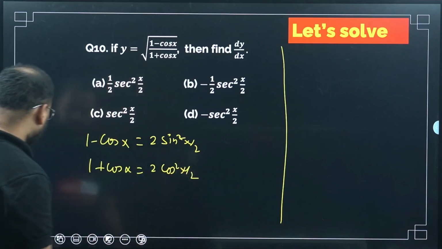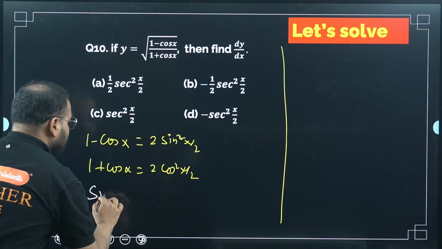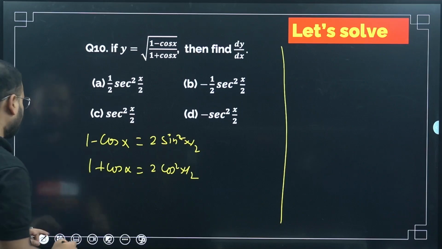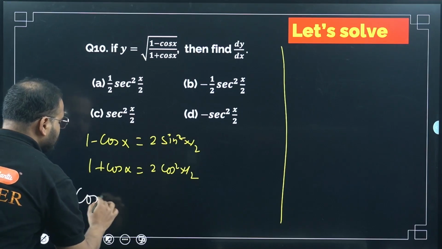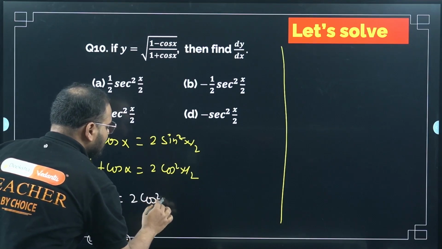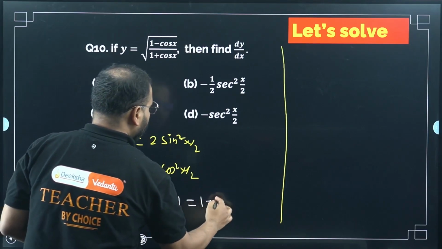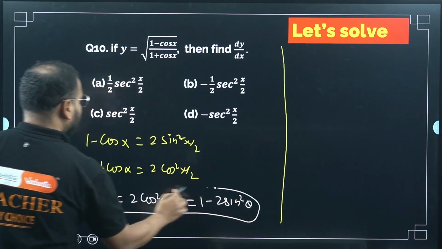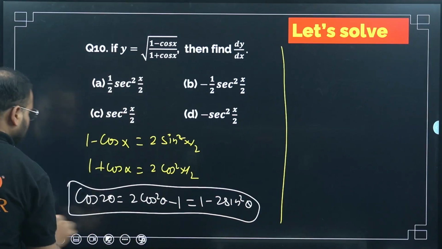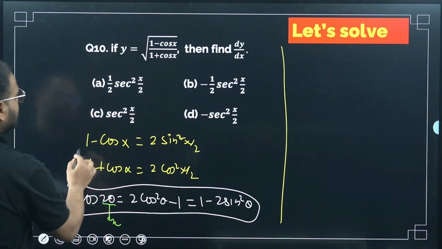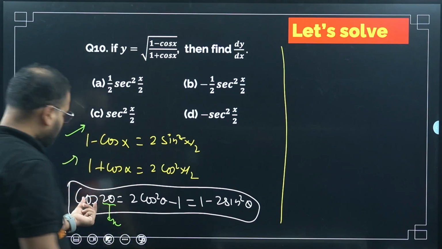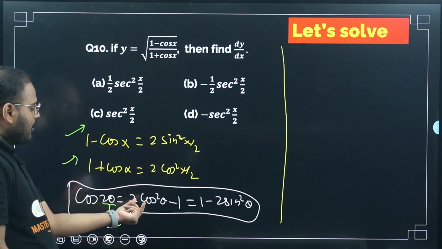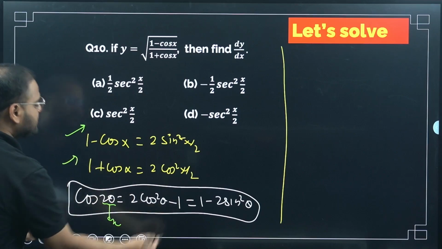How, sir? Forgot this formula? Cos 2 theta. Please remember this. So cos 2 theta is nothing but 2 cos square theta minus 1, also nothing but 1 minus 2 sine square theta. If you replace this 2 theta by x, you will get the same answers, this one and this one. If you use cos 2 theta with sine square theta and replace 2 theta by x, you will get the first. If you use the second branch, 2 cos square theta minus 1, you'll get the second part.